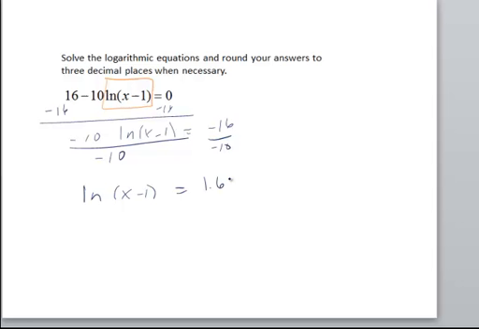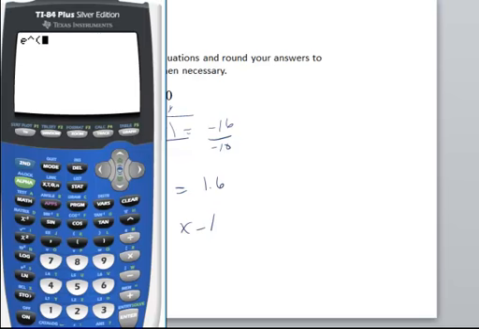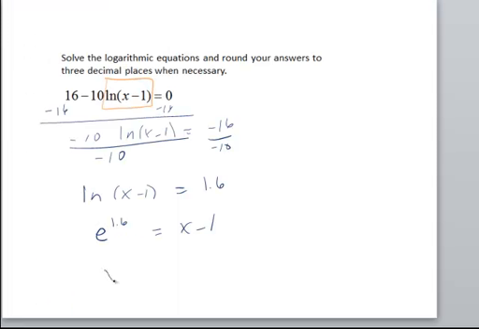Now we're ready to do the log rule. So we have e to the 1.6 is equal to x minus 1. I'm going to evaluate e to the 1.6 in my calculator. So I have e raised to the 1.6 equals 4.953, and I need to add 1 to that expression. So I get 5.9530. Rounding off to 3 decimal places, x is equal to 5.953. All right, here we go.